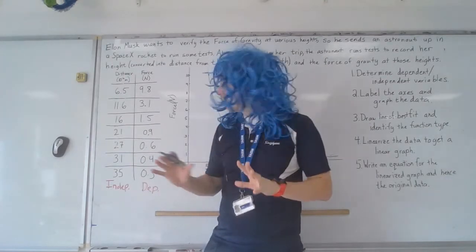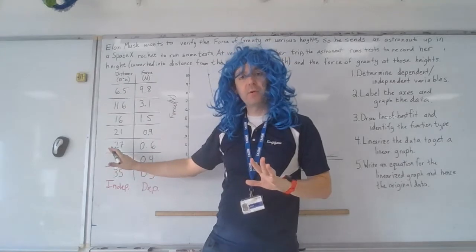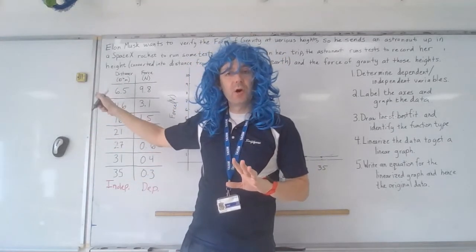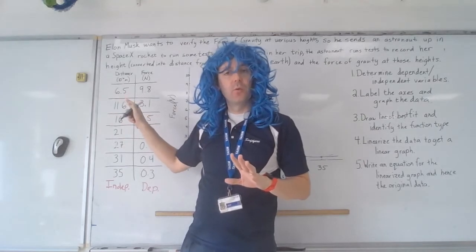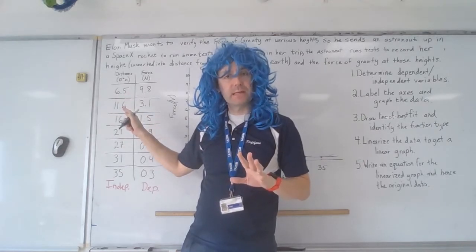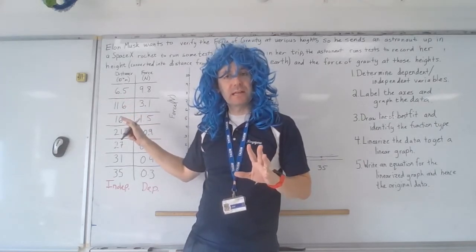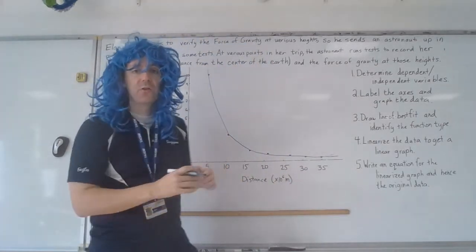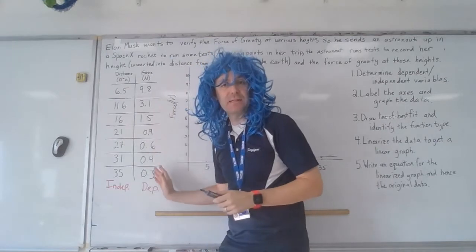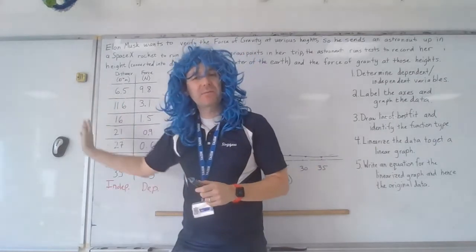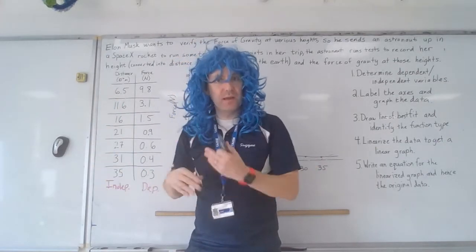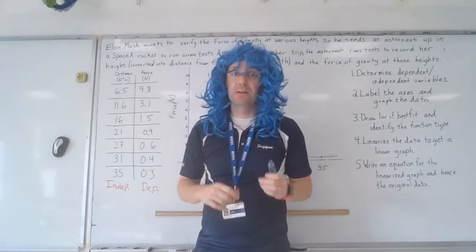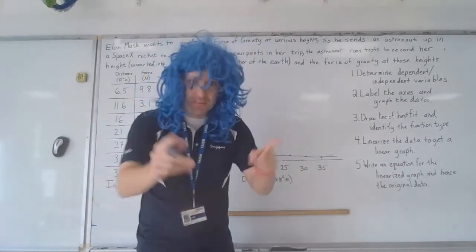All I'm going to do in my table is create a new column, and I'm going to do 1 over 6.5, 1 over 11.6, 1 over 16. I'm going to get some numbers, and then I'm going to redraw my graph. The y values are going to stay exactly the same, but my x values are going to be those 1 over x values instead of just x. We're going to see what the inverse graph looks like. All right? Here we go.